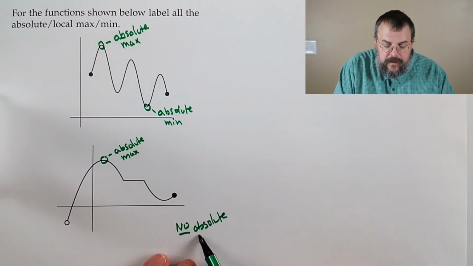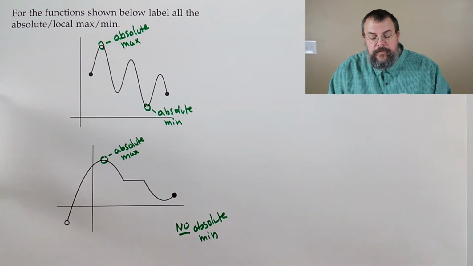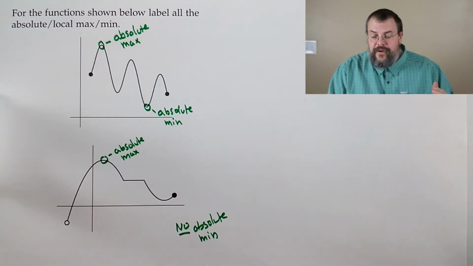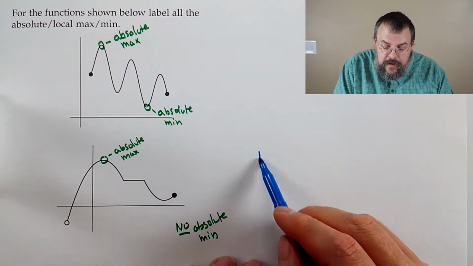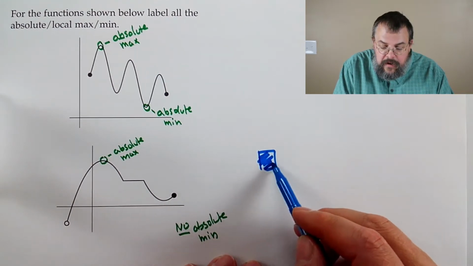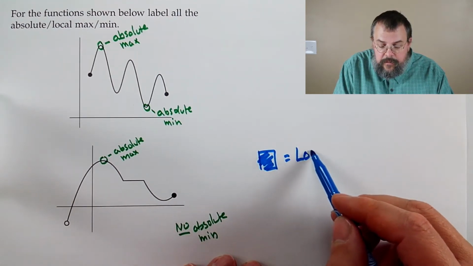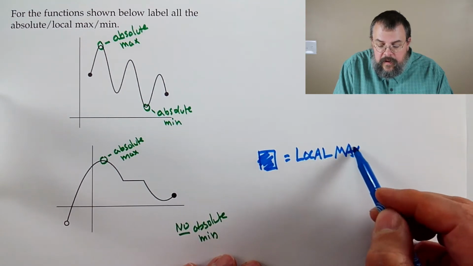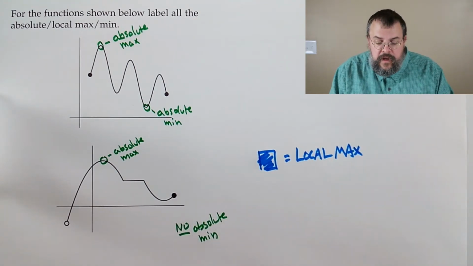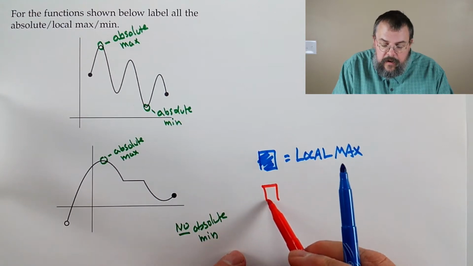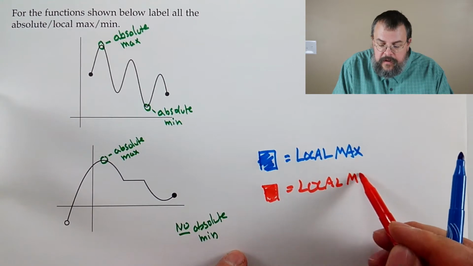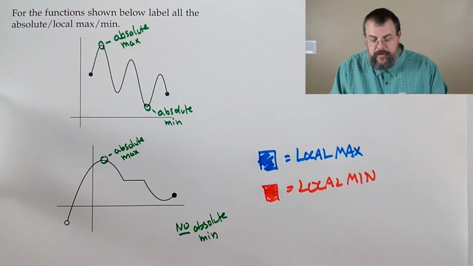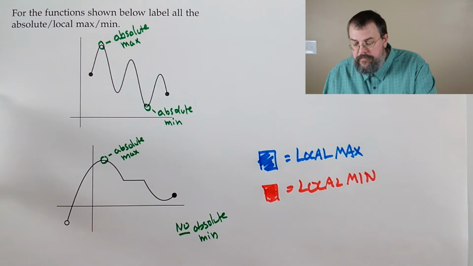All right, good. Now, those are our absolutes. So let's switch gears and let's talk about our locals. So we're going to color code here. We'll use our blue color here. This is going to be our local max, because we might have several. And we'll use the red color to indicate our local min. All right. So let's proceed.